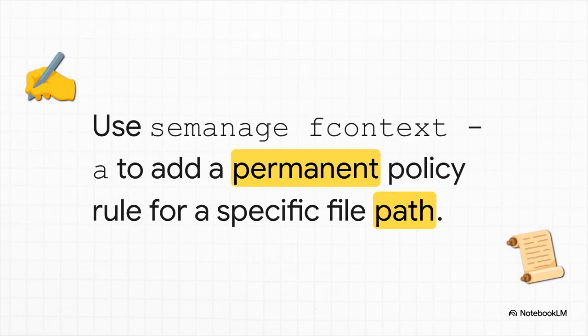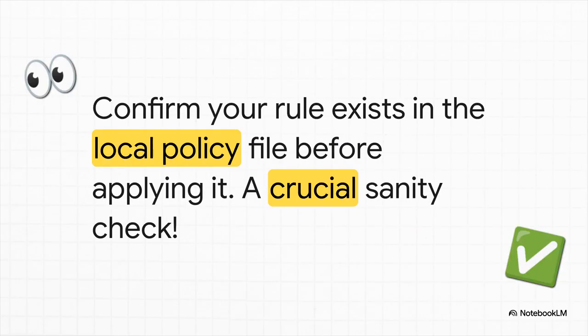Step 1, we define the rule. We use the command semanage fcontext. The -a flag is simple. It just means add a rule. The -t specifies the type we want to apply. In this case, let's pretend it's samba_share_t. And last, you just give it the full path to the file you want to change. Okay, before you do anything else, and I mean anything, you have to verify that the rule was actually saved.